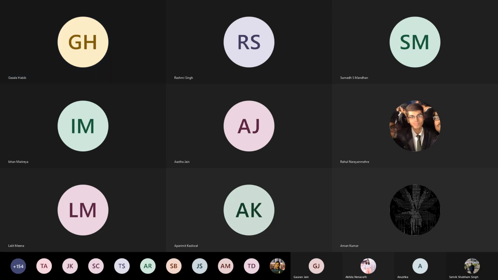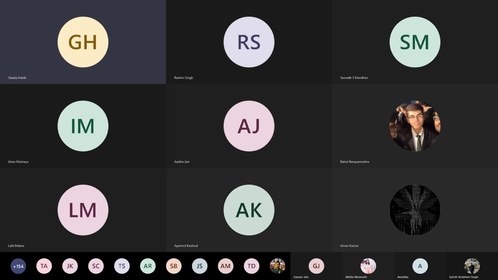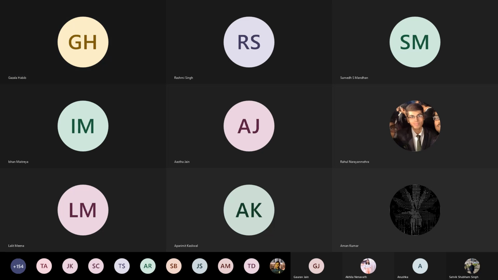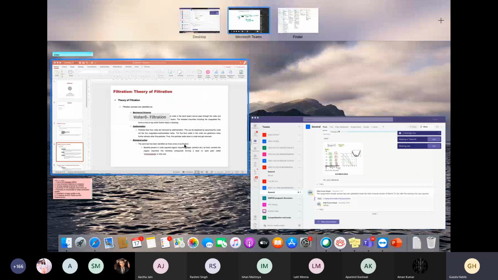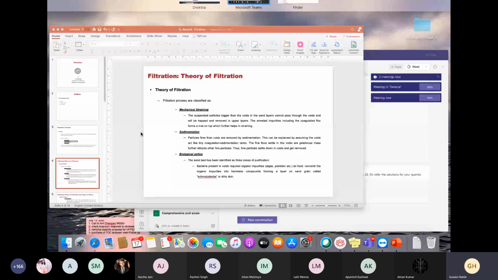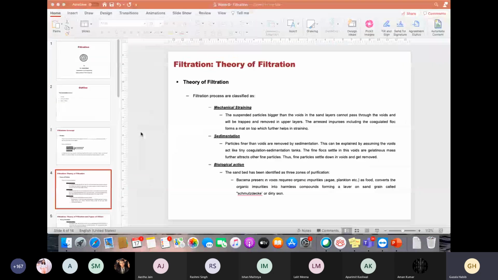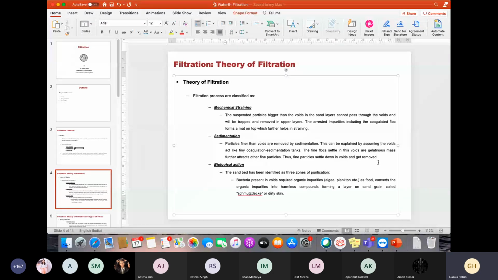inside the filtration process. Okay, can you see the PPT now? It should be visible. Yeah, okay. Let's then, so this biological action I have explained.